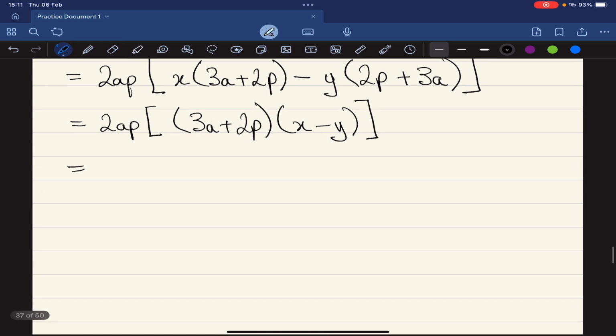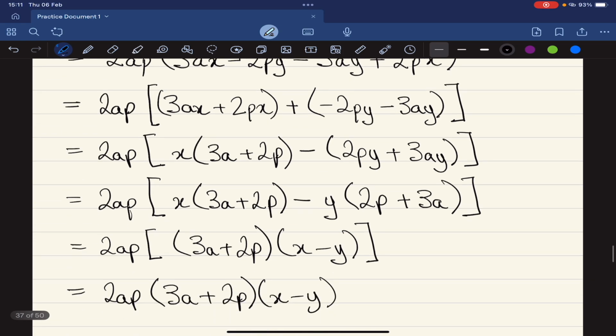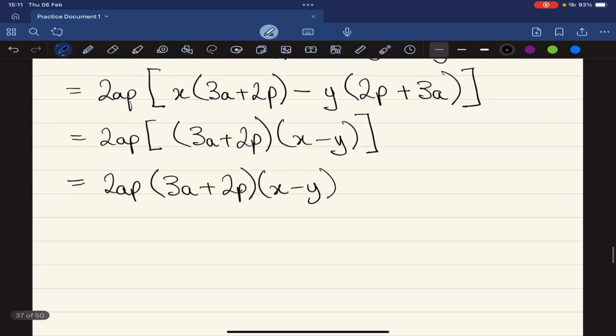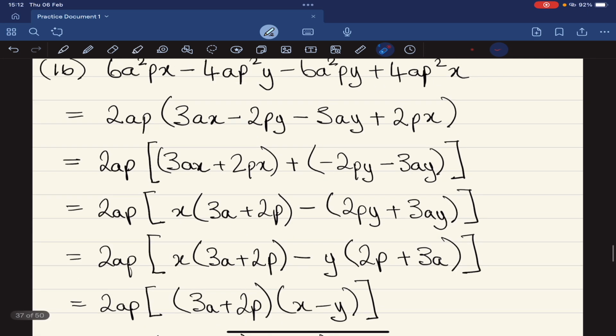We can just tidy up over here so we can have 2ap. This is now all factors. We can remove those square brackets and have just 3a plus 2p rather, and x minus y. And that's the shortest route to the final answer. So that was number 16. I hope that helped, and I will catch you in the next one.